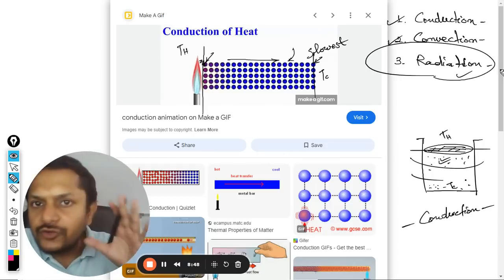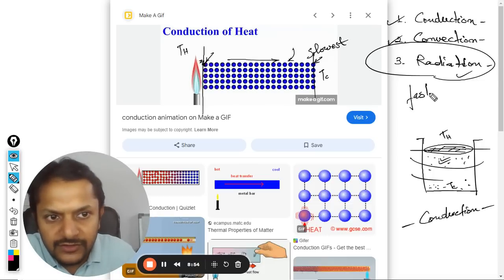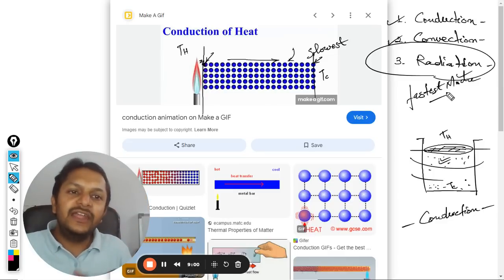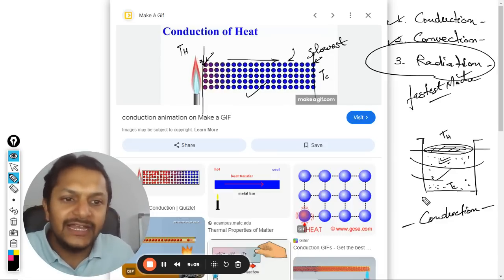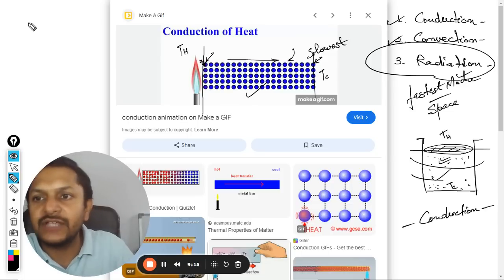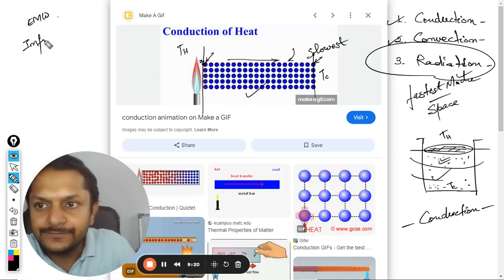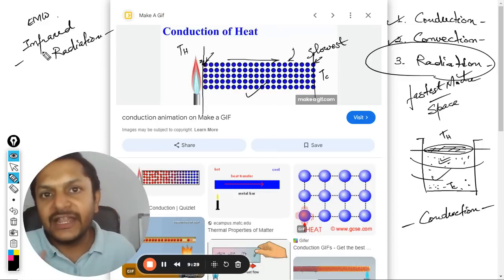Having said that, now we are moving towards radiation. So, radiation is the fastest mode of heat transfer as far as the speed is concerned, because radiation is that mode of heat transfer which takes place without any intermediate medium. It does not need solid, it does not need any liquid or gas molecules. It can move through space also. Why? Because it is carried by electromagnetic radiation, that is infrared radiation.